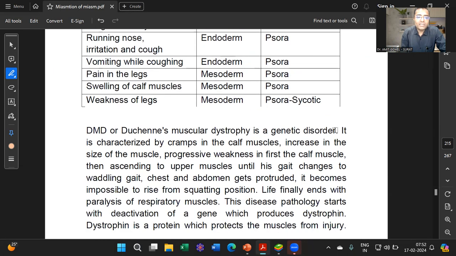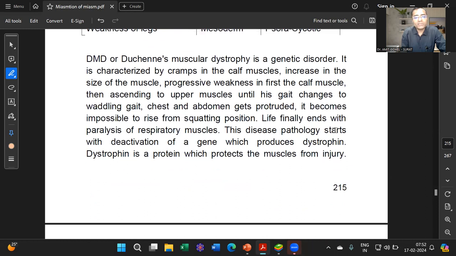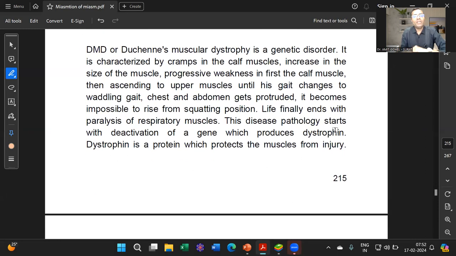Now we have to understand the DMD because it was diagnosed as DMD. So DMD, or pseudo-hypertrophic muscular dystrophy, is a genetic disorder. It is characterized by cramps in the calf muscles, increase in the size of the muscles, progressive weakness first in the calf muscle and then ascending to the upper muscles until his gait changes to a waddling gait. Chest and abdomen get protruded. It becomes impossible to rise from the squatting position. Life finally ends with the paralysis of the respiratory muscles.